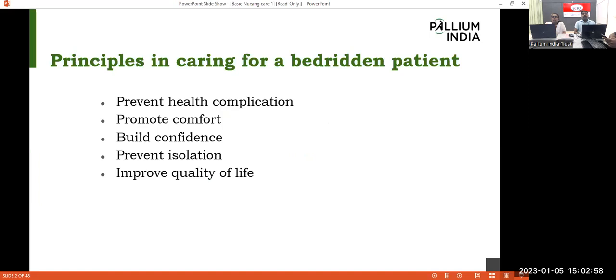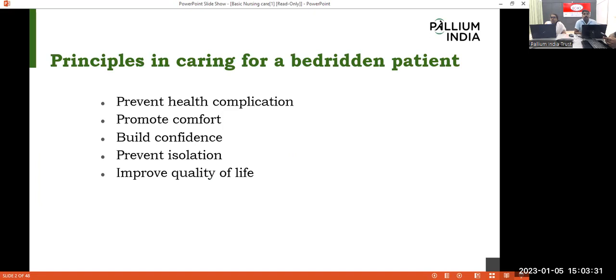As we all know, mainly if one person has the capability to do the self-care activity, they will do it. If any assistance is needed, it is only occasional assistance for doing their self-care activity. But in some cases, the patient becomes terminally ill and totally bedbound or bedridden, and they need to get all the care from the support of others. That time we need to give care for that bedridden patient.